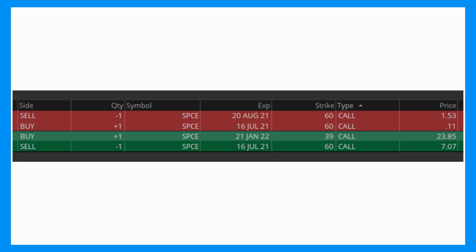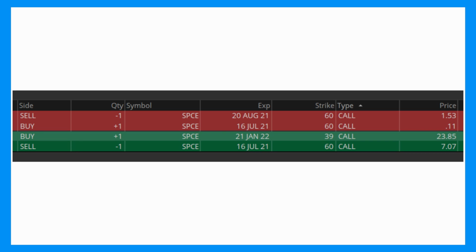This was done through a calendar spread, which involved buying to close the July 16, 2021 $60 strike call option and selling to open the August 20, 2021 $60 strike call option. The trade was placed for a net credit of $1.42, and the break-even was reduced to $54.36.